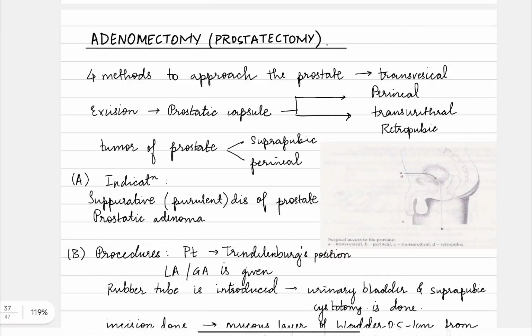Next is adenomectomy. 4 methods to approach the prostate are transvesical, perineal, transurethral, retropubic. Now, excision of the prostate capsule by perineal and transurethral approach. Tumor of prostate by suprapubic and perineal.